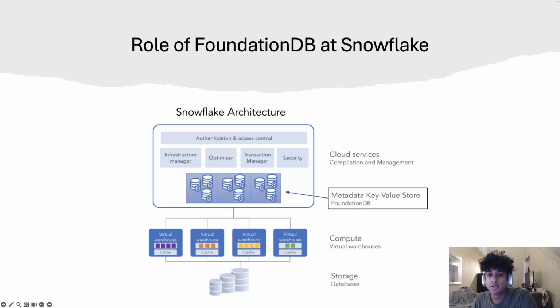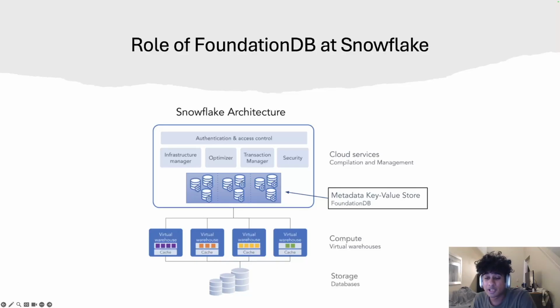Number one, metadata storage. Every schema, table, column, query, role, and user information is stored in FoundationDB as a key-value pair. The key is a unique identifier for each item, and the value contains the details about it. For example, the key for a specific table might be schema, table, columns, and the values could be a list of column names, their data types, constraints, and so on.